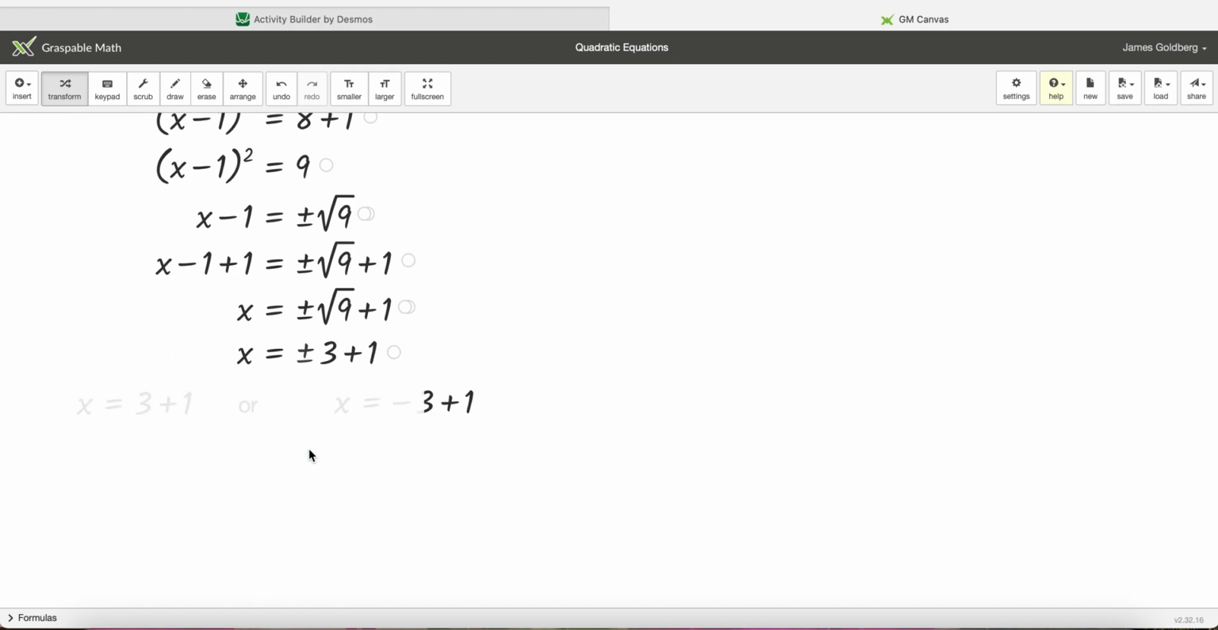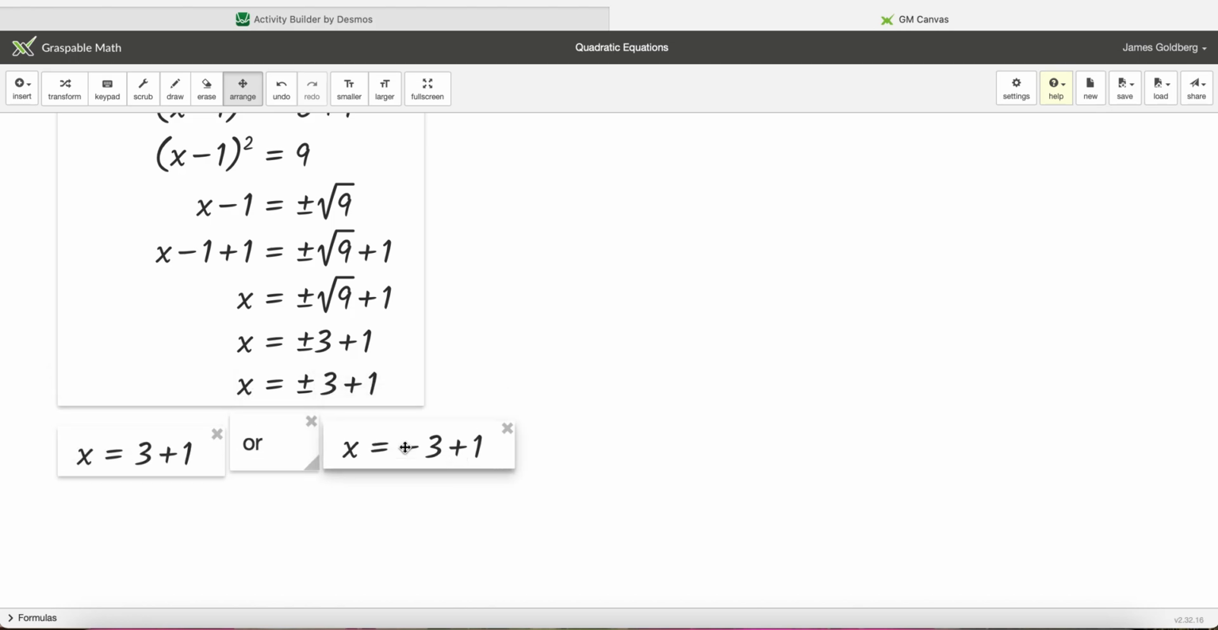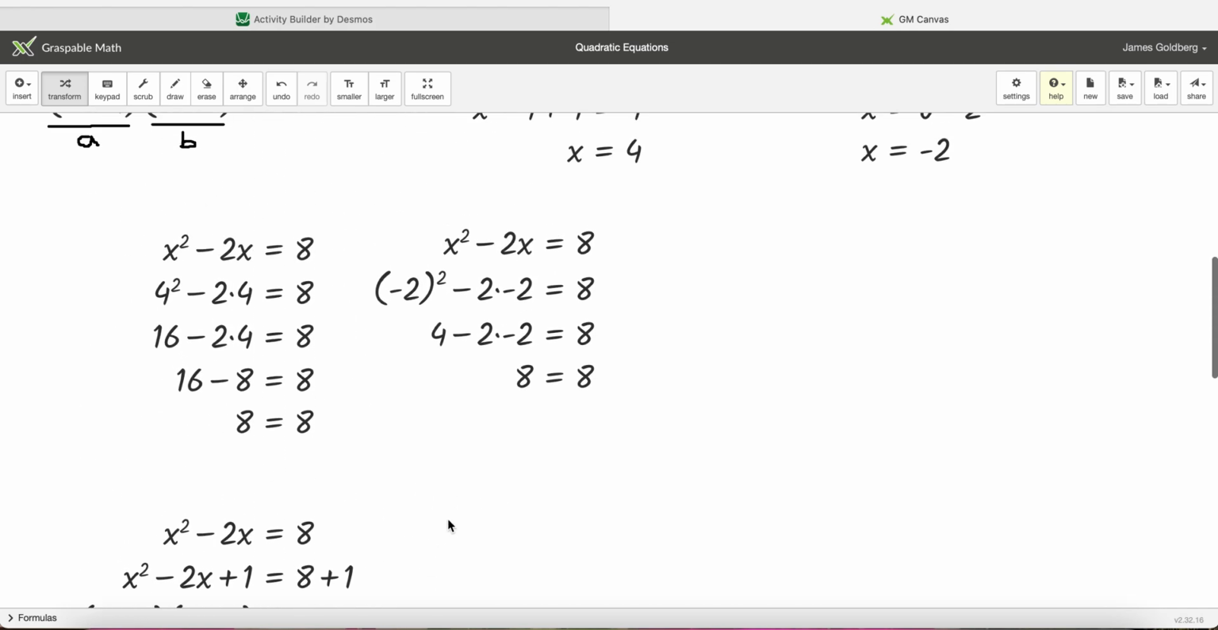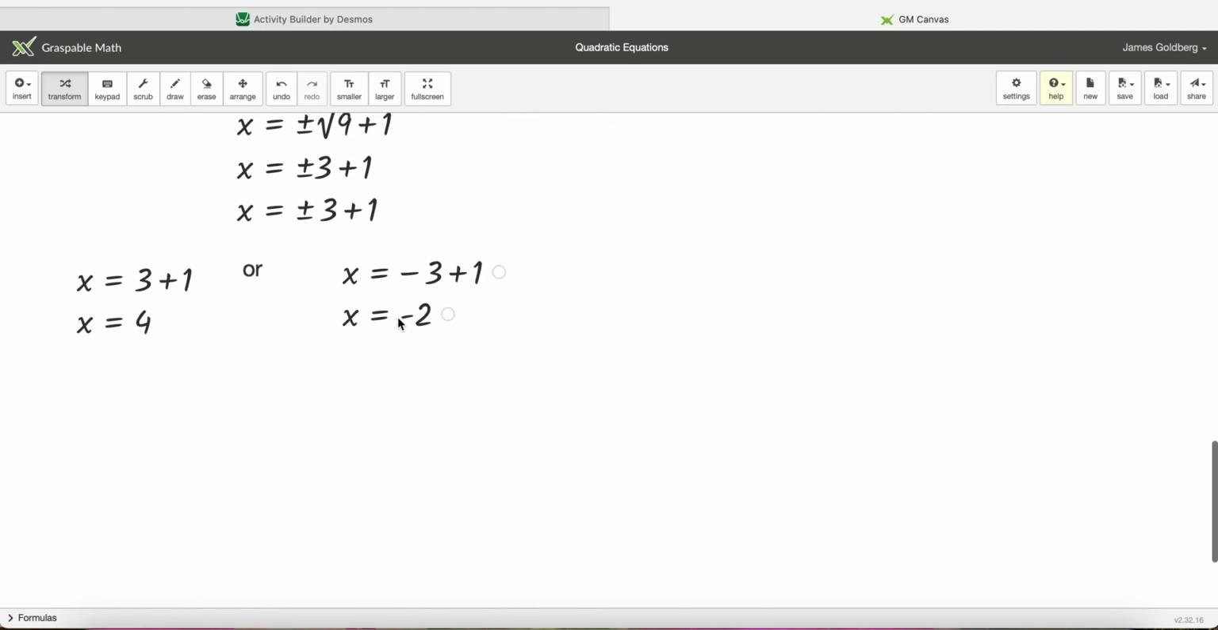Well, let's see what both of those look like. So the value of x is either going to be 3 plus 1, or it's going to be -3 plus 1. Okay, well, doesn't that match what we did when we used the zero product property? 4 and -2, doesn't that match? So it's kind of cool.